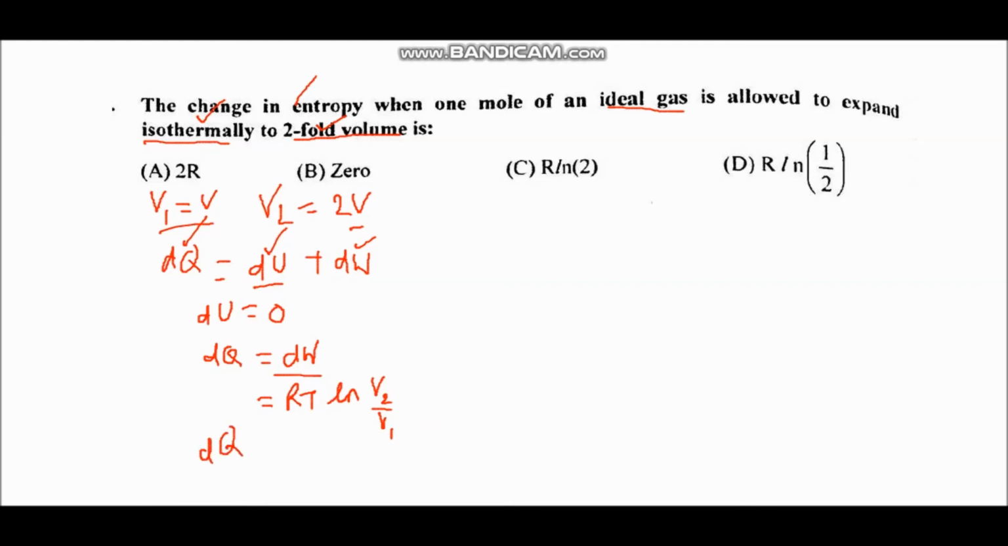So the value of dq you will get is RT log V2 is 2V over V, which gives log natural 2. So this is dq. Now we have to find the change in entropy, means ds. We know the formula of ds, this is equal to dq over T. So after substituting the value of dq, this T will cancel and we will get the value of ds is equal to R log 2. So it means the correct answer is option C.